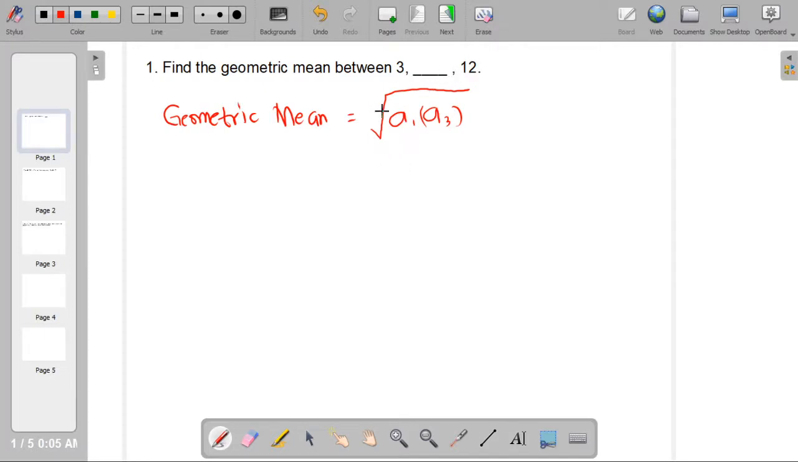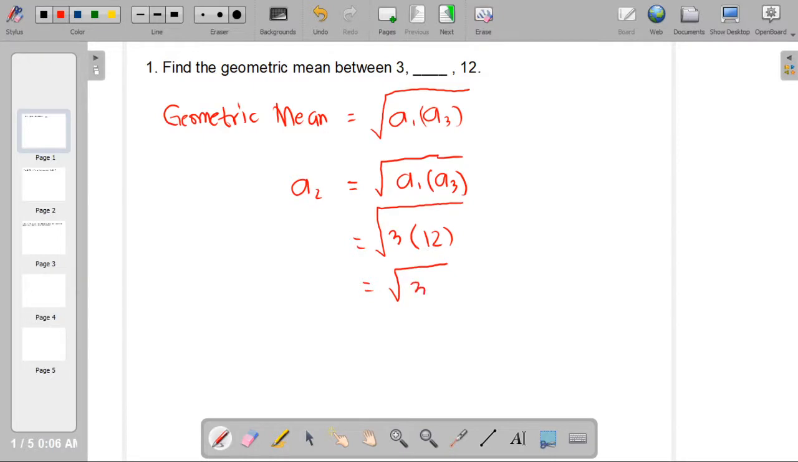And then after that, you're going to extract the square root of the product of these two. So for this case, if your geometric mean here is your a sub 2, then a sub 2 equals the square root of a sub 1 times a sub 3. What is your a sub 1? Your a sub 1 is 3 times your a sub 3 which is 12. Then you're going to extract the square root of the product of these two. That would be the square root of 3 times 12, that is 36.